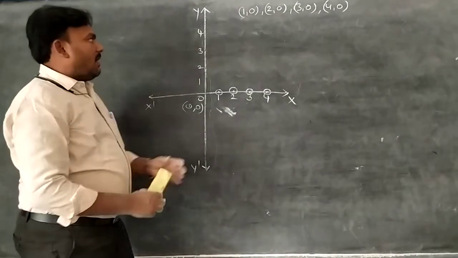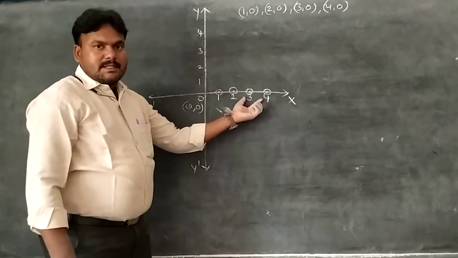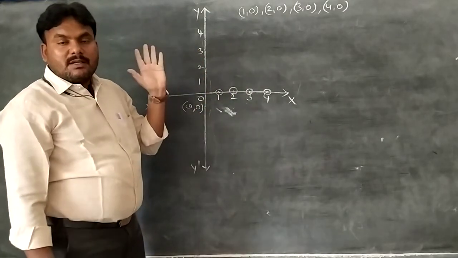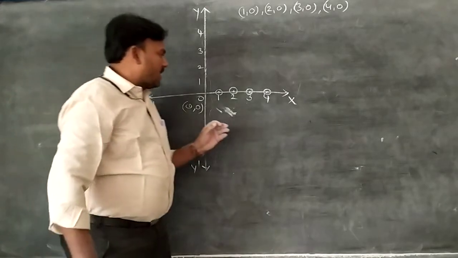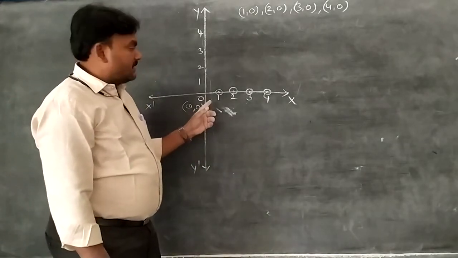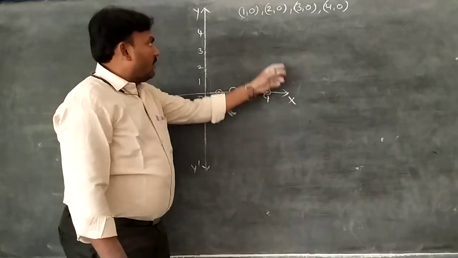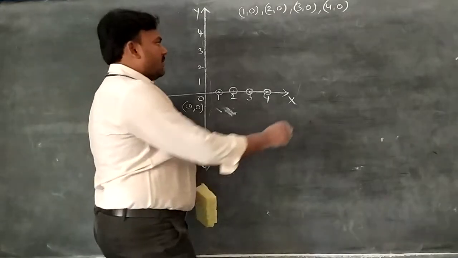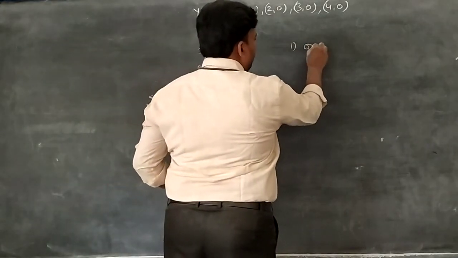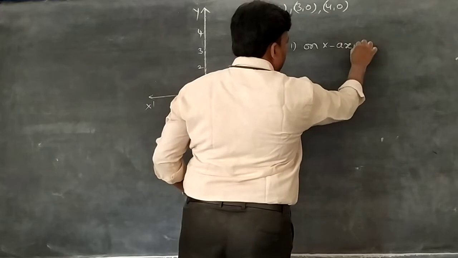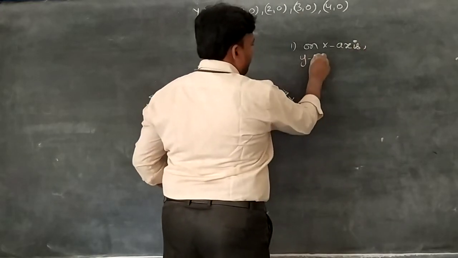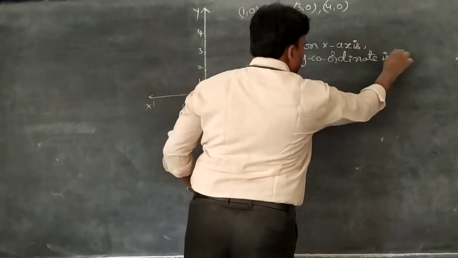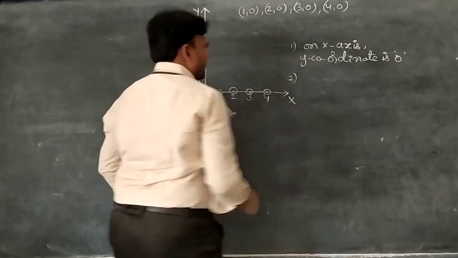Okay students, all the points lie on the x-axis. What do we conclude here? Observe carefully, the points on the x-axis, y coordinate is 0. Y coordinate is 0. Important point here, students. So on the x-axis, y coordinate is 0.